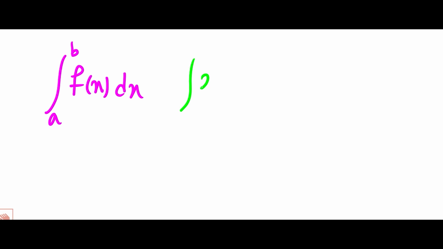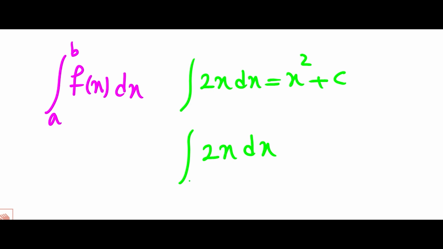So the integral of f of x from a to b dx is a number, it is not a function. This is one of the biggest differences between an indefinite integral and a definite integral. For example, the integral of 2x dx equals x squared plus C. This is an indefinite integral, but the integral of 2x dx from 1 to 3 is a definite integral, so the answer will be just a number, right?